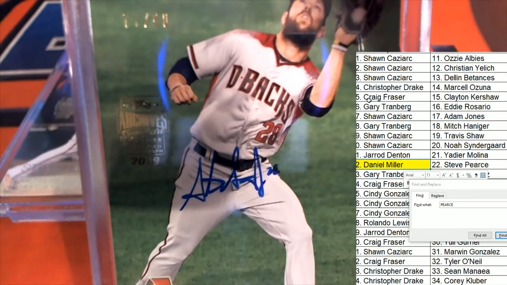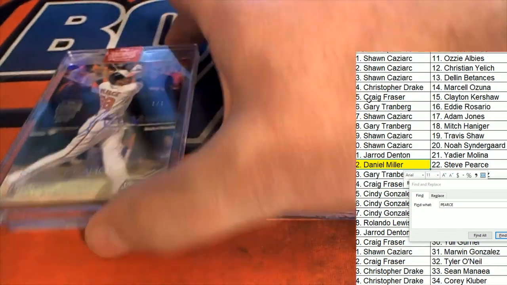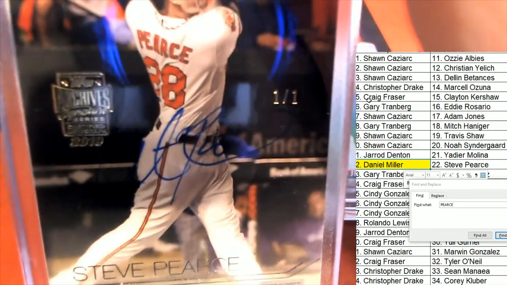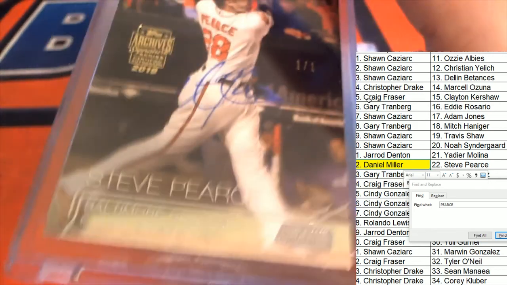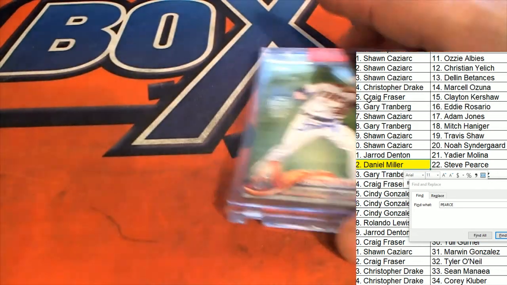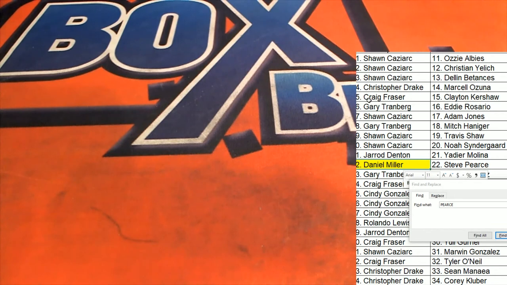This was exciting. And we didn't hit the monster. It was still cool to see a one-of-one come out for Daniel. A one-of-one. We didn't hit the real monster. But some nice hits always come out in archives.